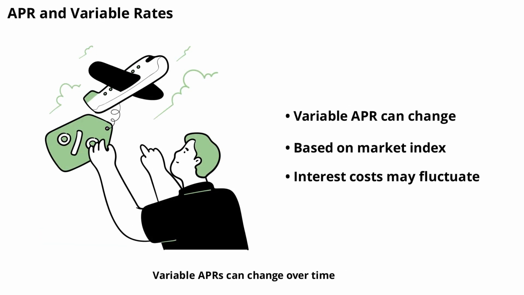Variable APRs can change over time, usually based on an underlying index like the prime rate. If you have a variable APR, your interest costs could go up or down depending on market conditions. Make sure you understand how your APR is determined and how often it can change.